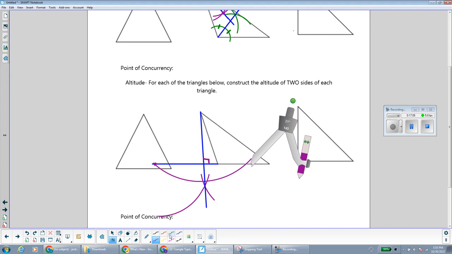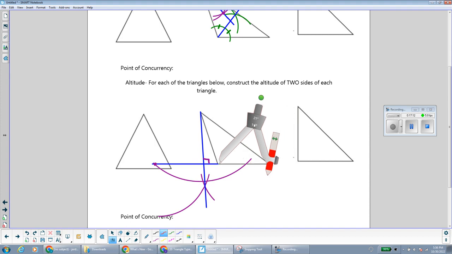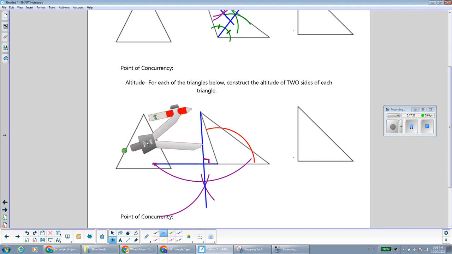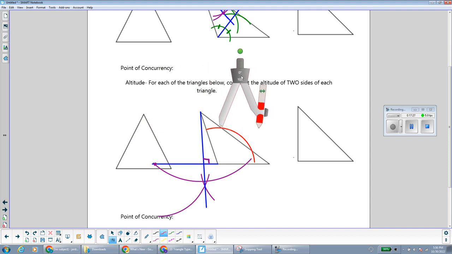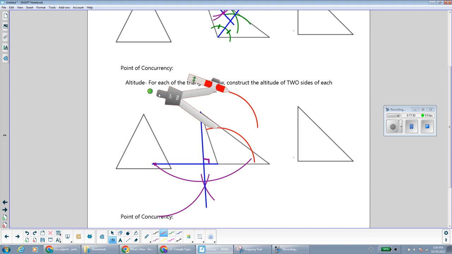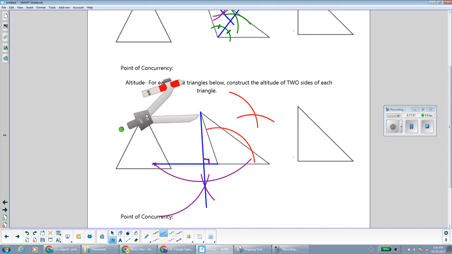Let me do one more altitude. So I guess I will just do the altitude to this side. So it should pass through this vertex. This would be the opposite vertex. So once again, I'm going to just make an arc. Oops, doesn't matter the distance. My arc should just pass through the side of the triangle in two spots like it does here. Going to pick up my compass, go over to one of those intersection points, make an arc, go over to the other intersection point using the same distance, and make the same arc.